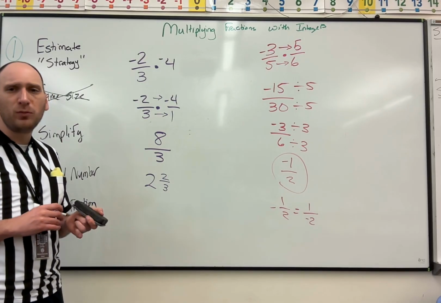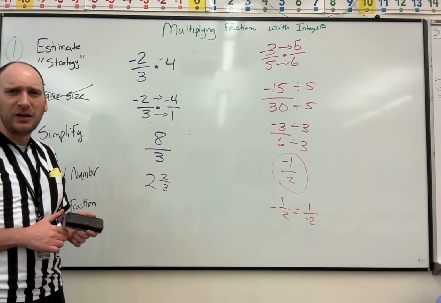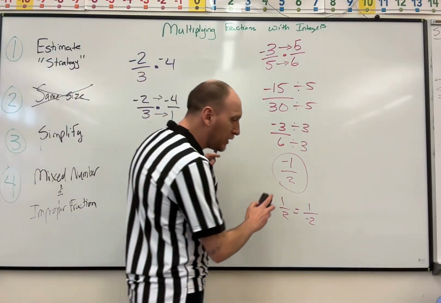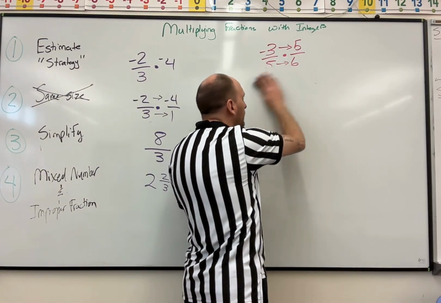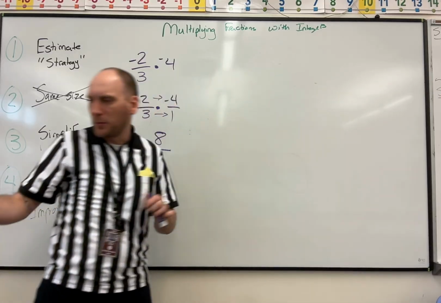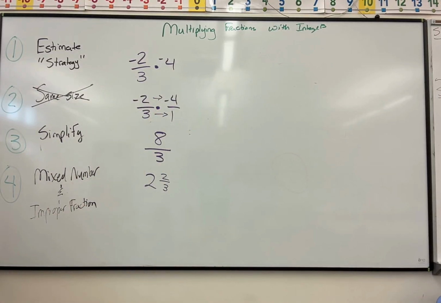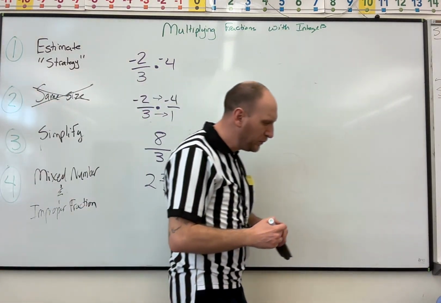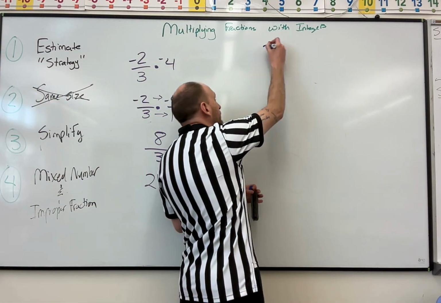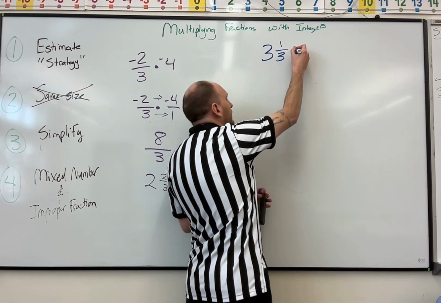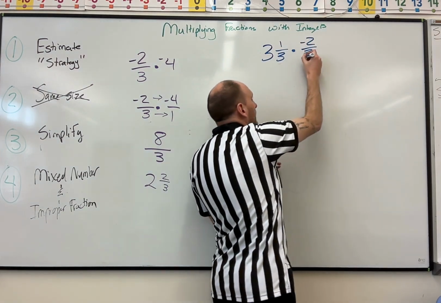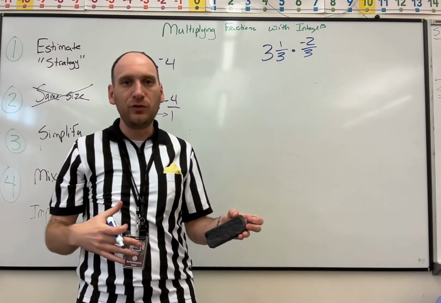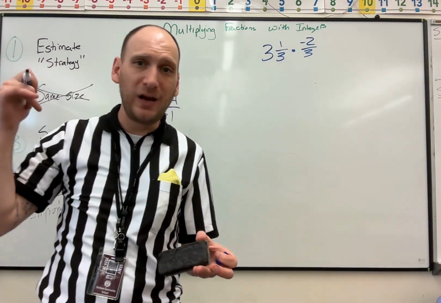And let's do one more. Let's get as hard as we possibly can with these problems. So we're going to do a couple harder fractions, with one of them being a mixed number. Let's go for blue. Let's hope this blue marker works well here. So now we have 3 1/3 times negative 2/3. So again, let's use our strategy.